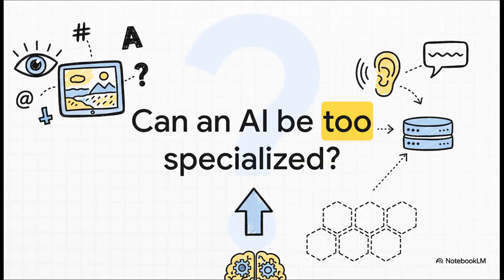So let's start with a big question. Can an AI actually be too specialized? I mean, think about it. If an AI is only trained on images, it's completely blind to any text that might describe them. And an AI trained only on text, it has no idea what the picture it's talking about actually looks like. This super narrow focus, well, it's been a major roadblock for performance, at least until now.